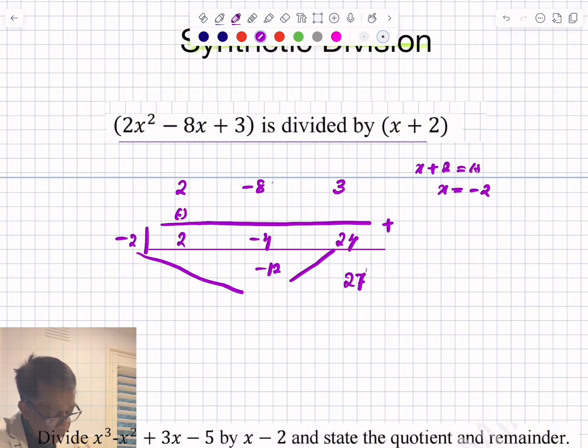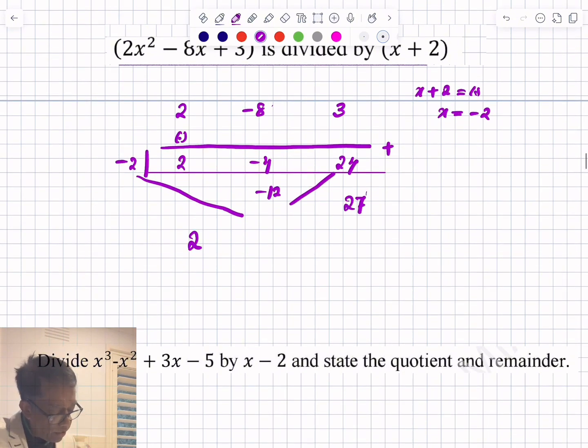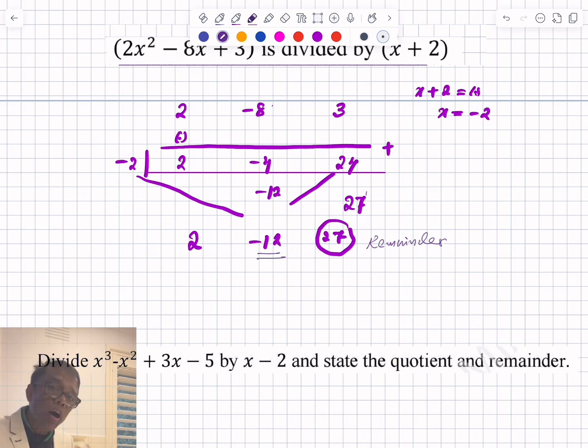Now we do have 2, -12 and 27. The last number is the remainder. This is the constant term. This is the coefficient of x. That means 2x minus 12 and the remainder is 27. Okay. Now let's go to the other example.